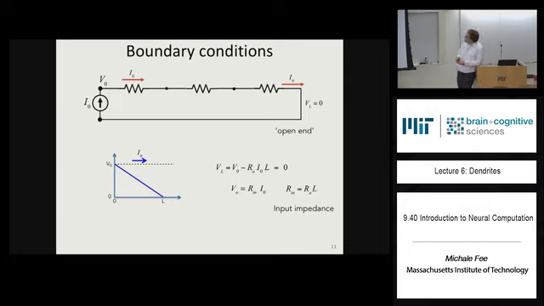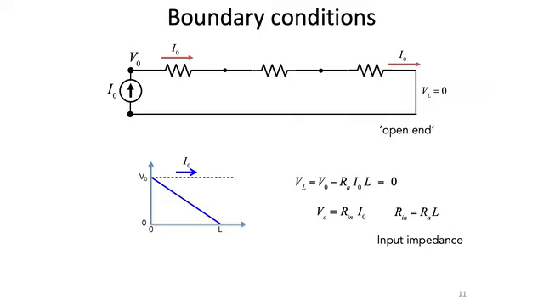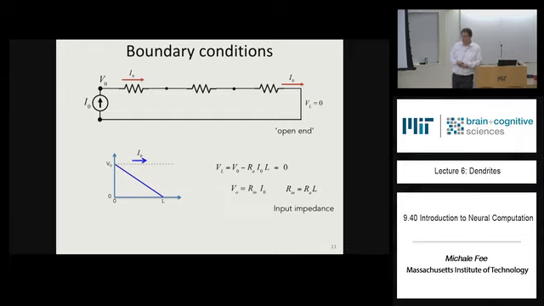And that Rin is known as input impedance. It's just the resistance of the dendrite. It tells you how much voltage change you will get if you inject a given amount of current. Okay? All right, any questions about that?